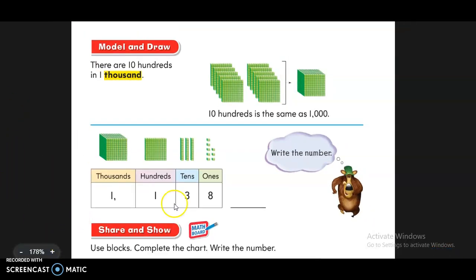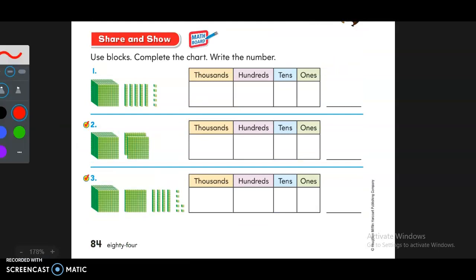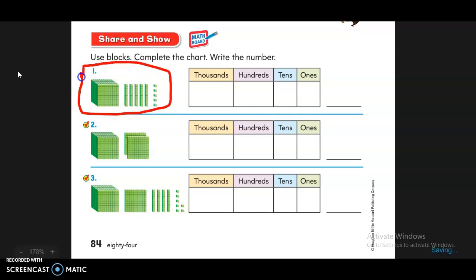So if we were to look down here at problem 1, it shows us a picture. And we have to say, how many thousands do we see? So this is 1,000. We see 1,000. And how many hundreds? I don't see any hundreds, so we put a 0. How many tens? 1, 2, 3, 4, 5 tens. And how many ones? 1, 2, 3, 4, 5. Okay, so we had 1,000, 0 hundreds, 5 tens, and 5 ones.